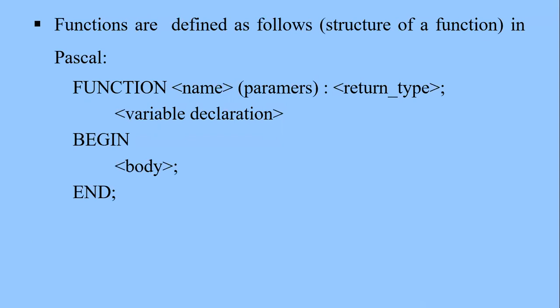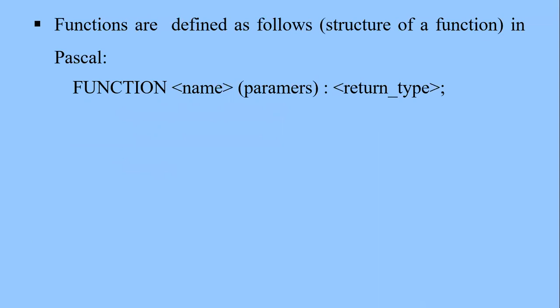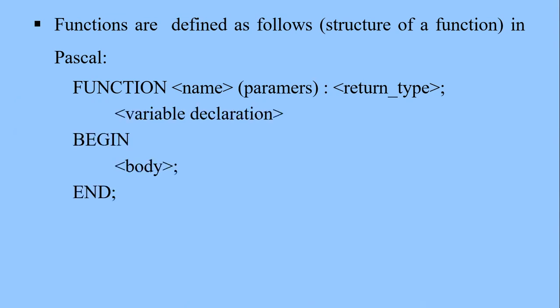So the difference between a function and the way we write a program structure in Pascal is simply that we have the reserved word function instead of program. At the end, we have a return type, which is not found in the structure of a main program in Pascal. And then we end with a semicolon instead of a period.